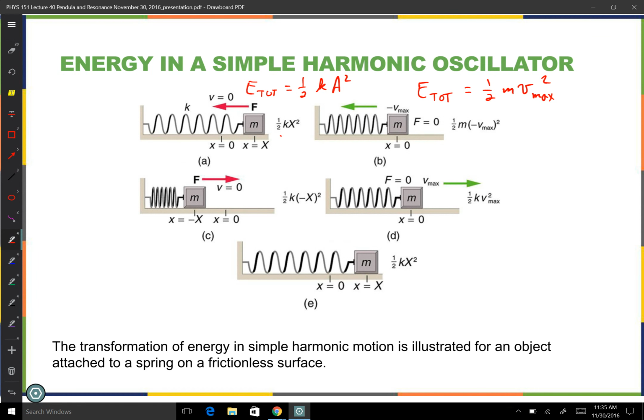Why did they put it that way? Just to remind you that at this point in time, it was going to the left, which we're going to call the minus direction. If you look at this picture, it's going to the right, and then they don't put the minus sign in because it's going the opposite direction.